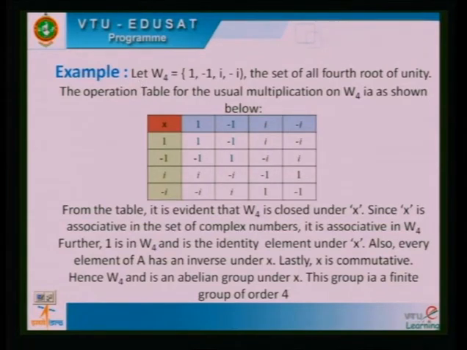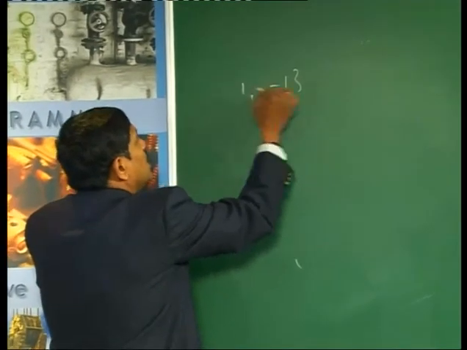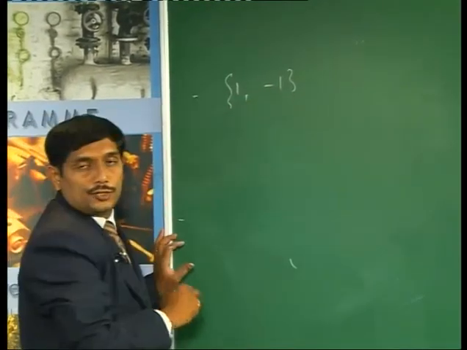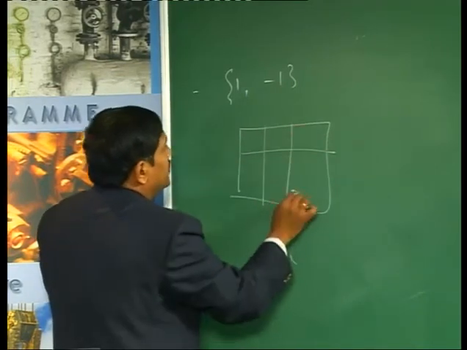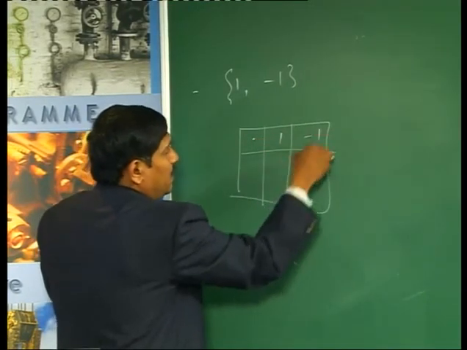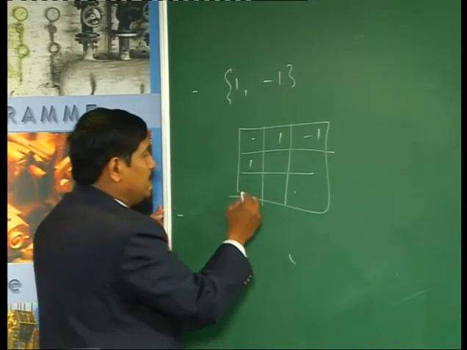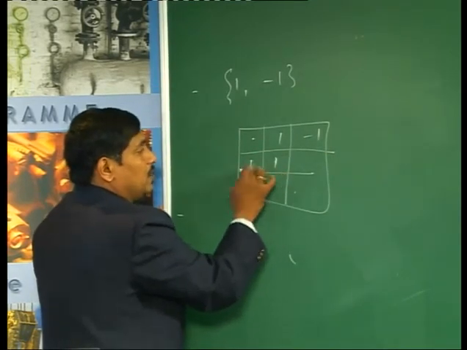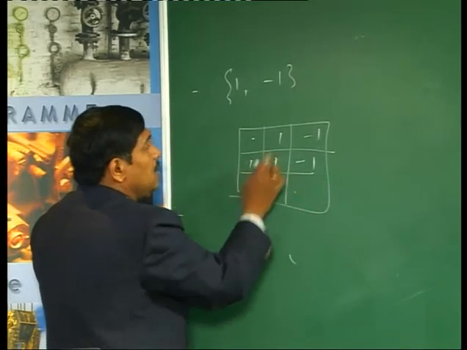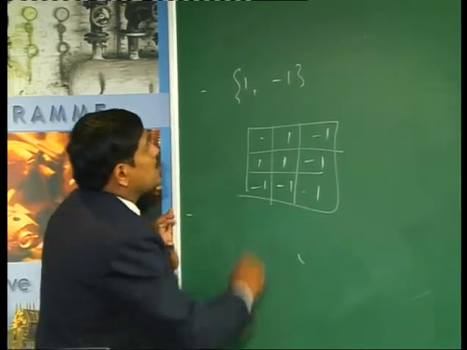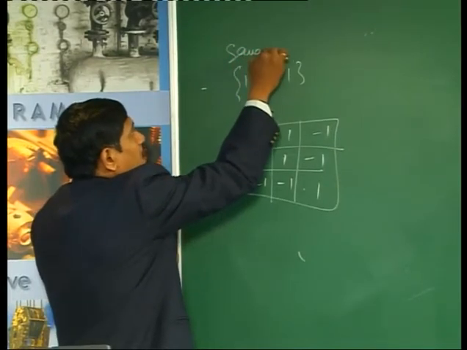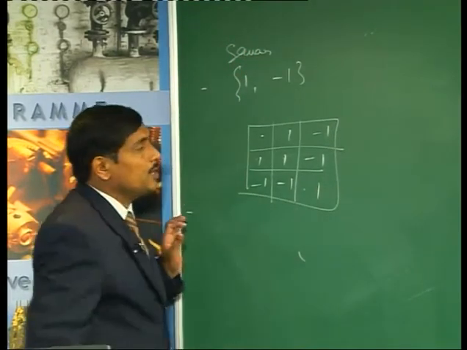One is the identity element, 1 and minus 1 under the operation multiplication. Here is a table we can construct: multiplication, 1 and minus 1, here also 1 and minus 1. 1 into 1 is 1, 1 into minus 1 is minus 1, minus 1 into minus 1 is 1. This is the square roots of unity under multiplication.